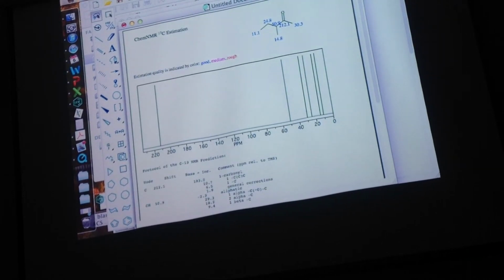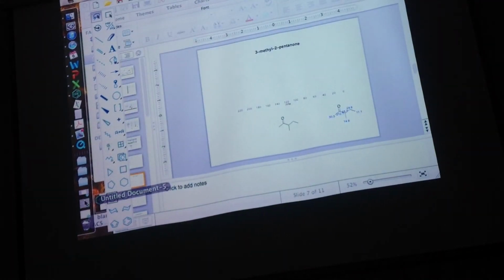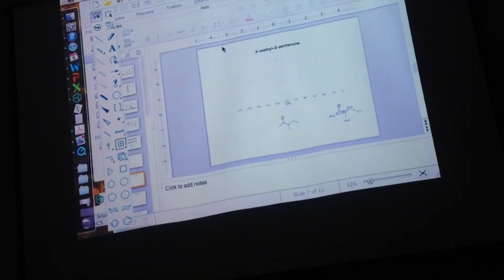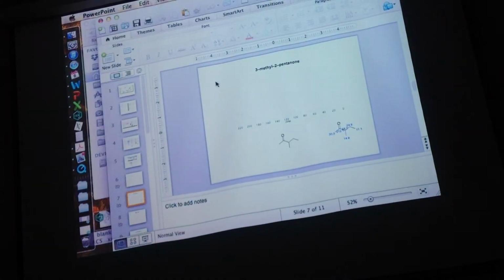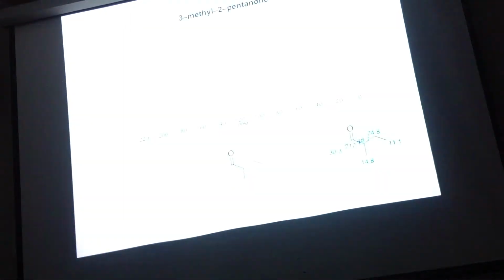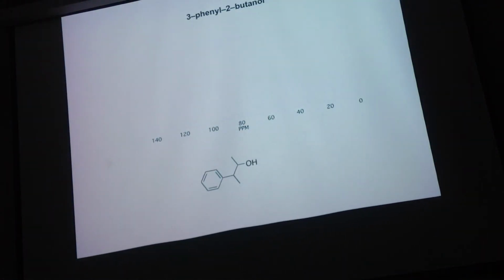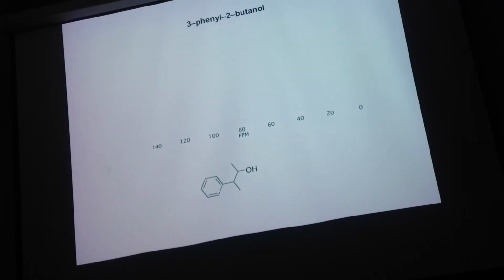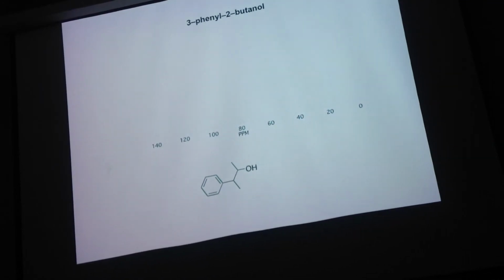Okay, let's park this off to the side and take a look at the next one. The ChemDraw in the hallway has this program, if you're interested in using it. Let's see if our next one is at all visible. Just as terrible. Okay. So, 3-phenyl-2-butanol. We're going to cheat again.